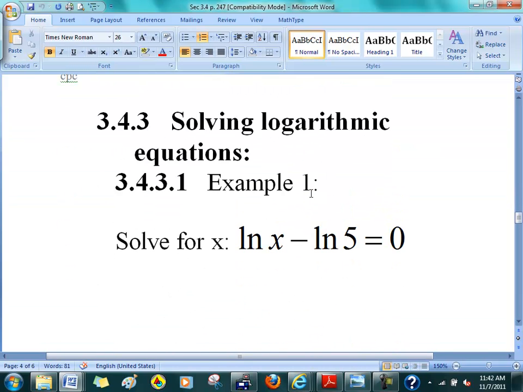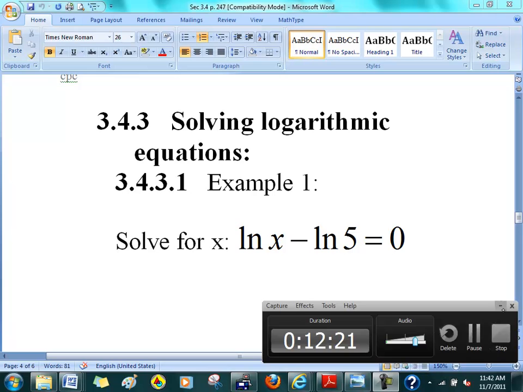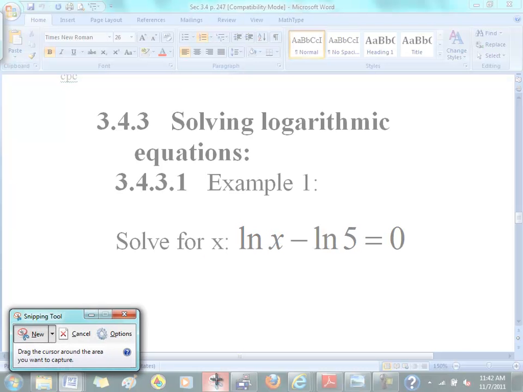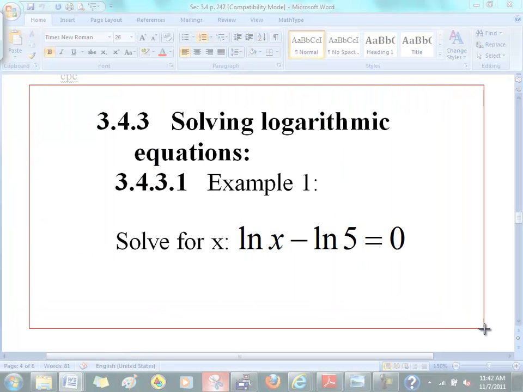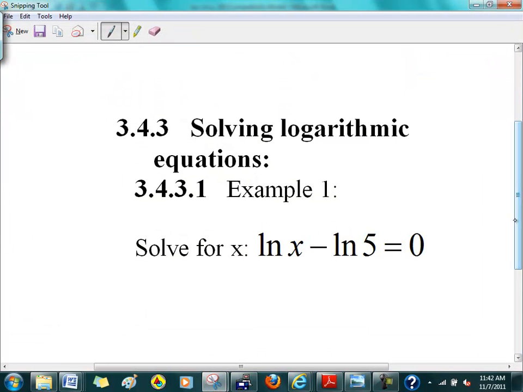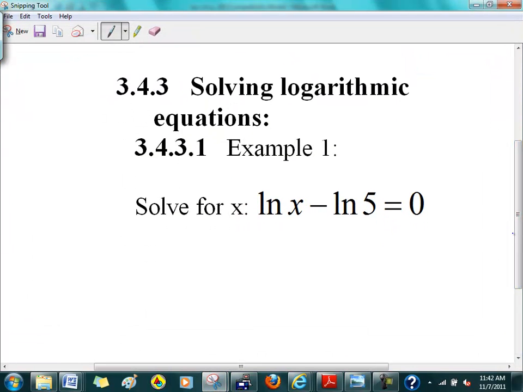Okay, solving log equations now. So the previous one was solving exponential. So now we're going to be solving log equations. Okay, so this one here, I'm going to just move the ln 5 on the other side.